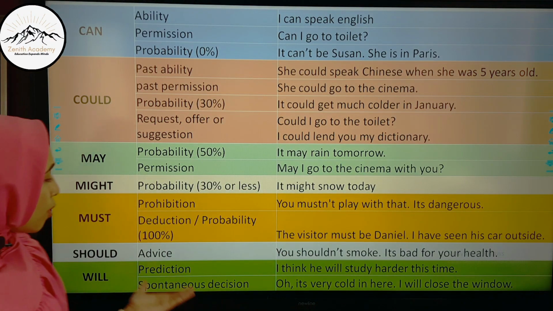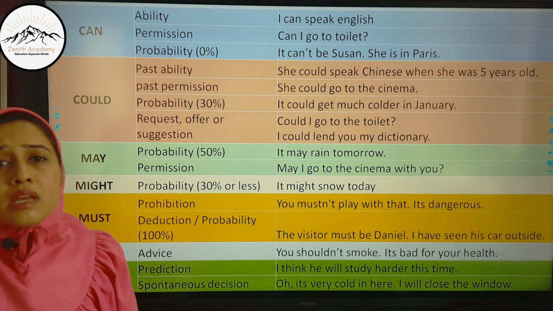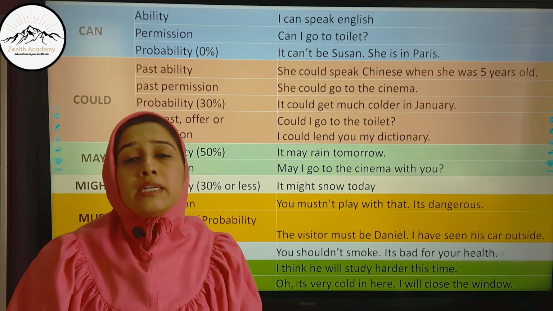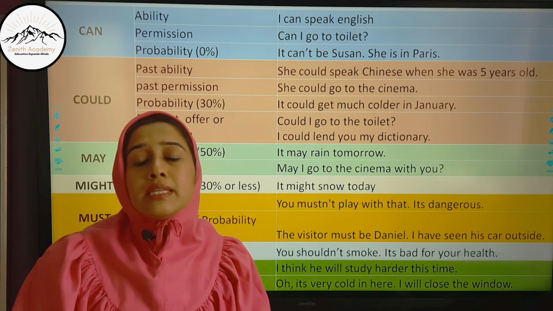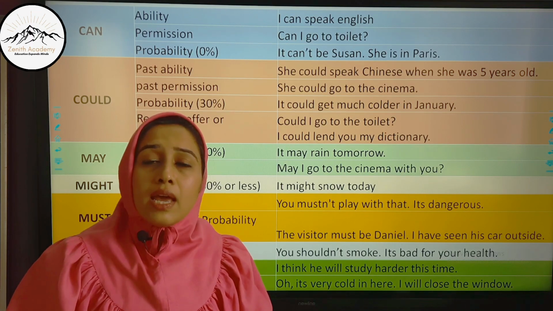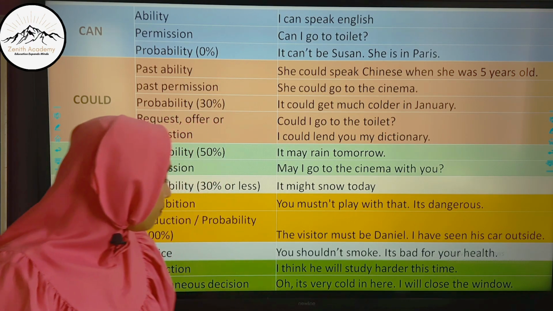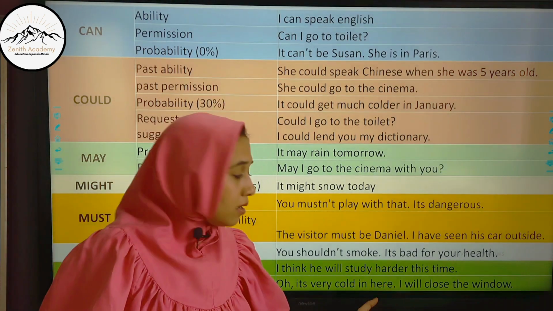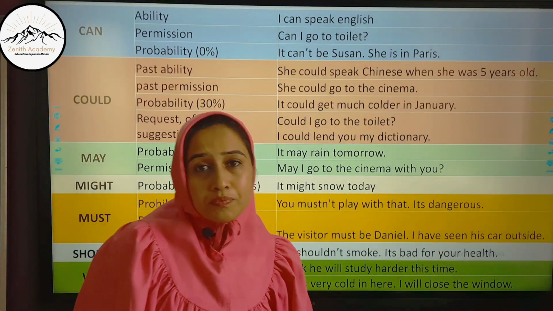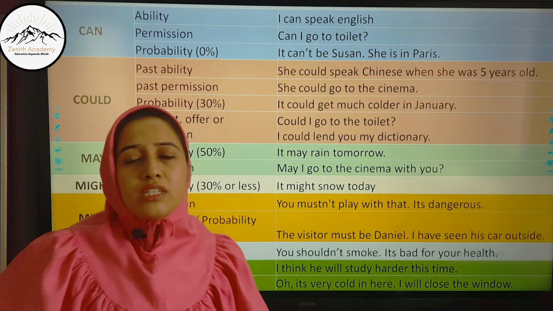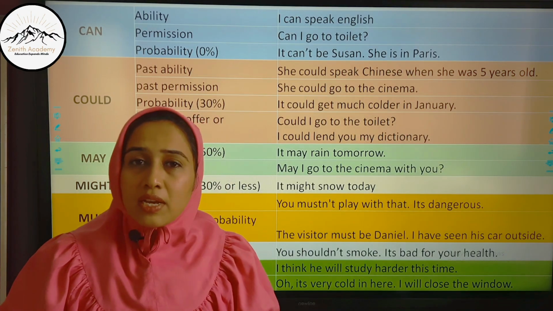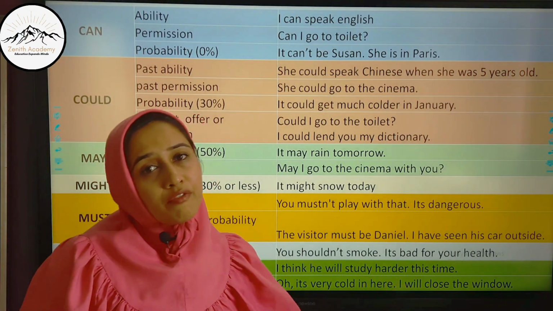Next use of will is spontaneous decision. Means in a particular situation you take some decision spontaneously. There the modal auxiliary will is used. Oh, it is very cold in here. I will close the window. So such decisions are taken spontaneously, and here we will use the word will.